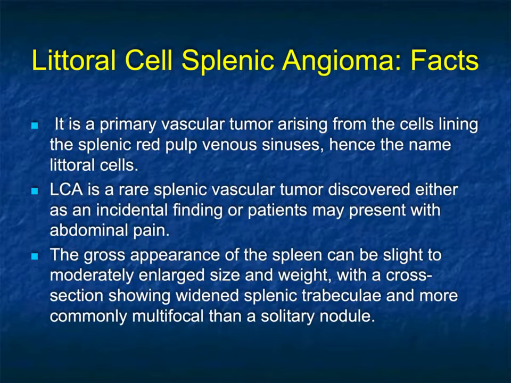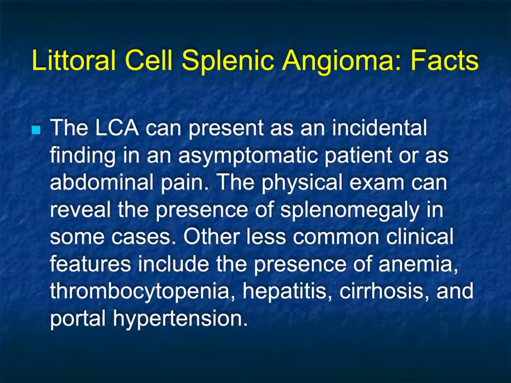Now there are several not benign splenic lesions that are very rare, hard to make the diagnosis. One is littoral cell splenic angioma. It's a vascular tumor arising from the cells lining the splenic red pulp, hence the name littoral. It's a rare splenic vascular tumor discovered either as an incidental finding or occasionally in patients with abdominal pain. The gross appearance of the spleen can be slight to moderately enlarged, with a cross-section showing widened splenic trabeculae and more commonly multifocal than a solitary lesion.